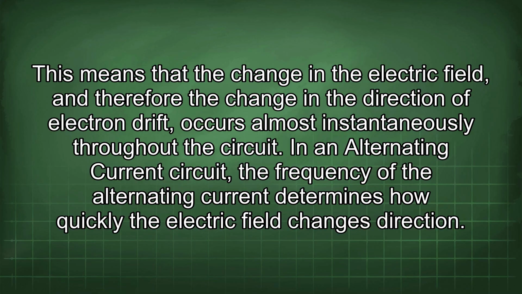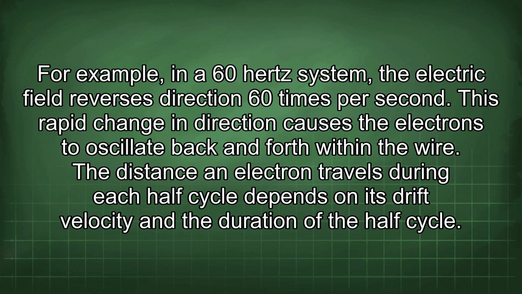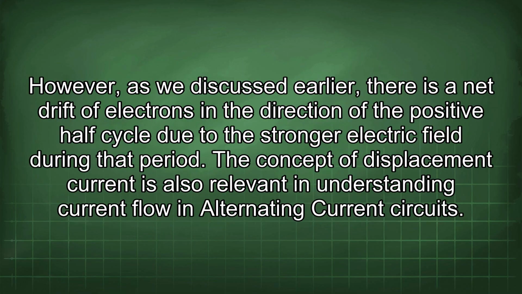In an alternating current circuit, the frequency of the alternating current determines how quickly the electric field changes direction. For example, in a 60 Hz system, the electric field reverses direction 60 times per second. This rapid change in direction causes the electrons to oscillate back and forth within the wire. The distance an electron travels during each half cycle depends on its drift velocity and the duration of the half cycle. However, as we discussed earlier, there is a net drift of electrons in the direction of the positive half cycle due to the stronger electric field during that period.